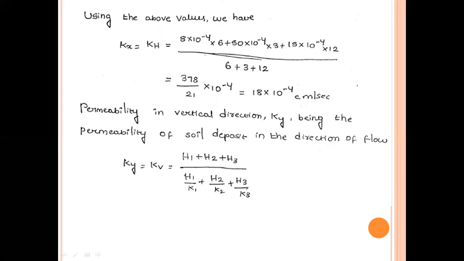8 × 10⁻⁴ × 6 plus 15 × 10⁻⁴ × 3 plus 15 × 10⁻⁴ × 12, divided by H1 plus H2 plus H3, meaning 6 plus 3 plus 12. Then finally 378 × 10⁻⁴ divided by 21, which equals 18 × 10⁻⁴ centimeter per second. This is the Kx.